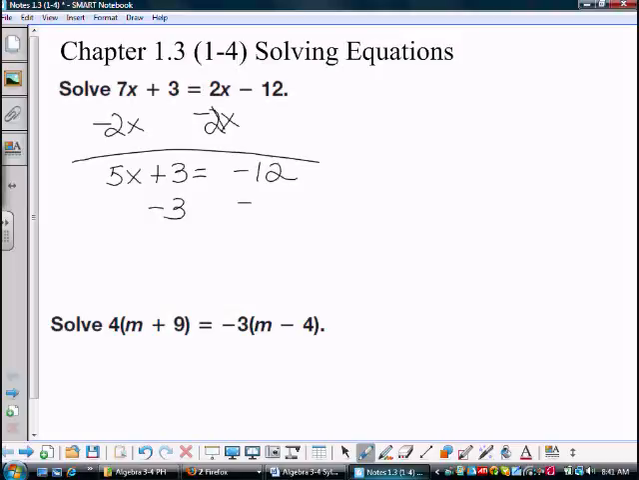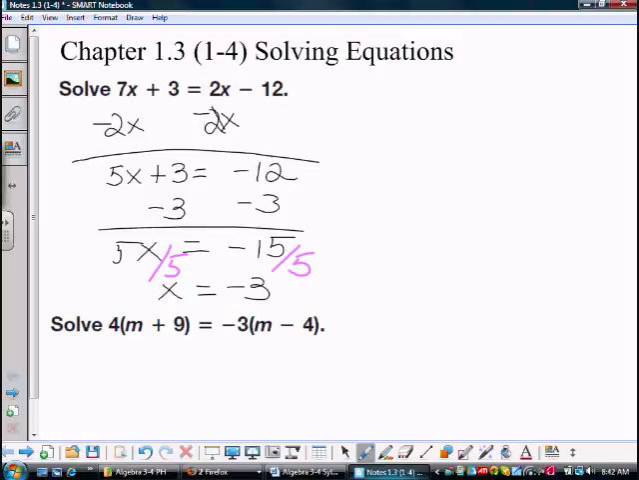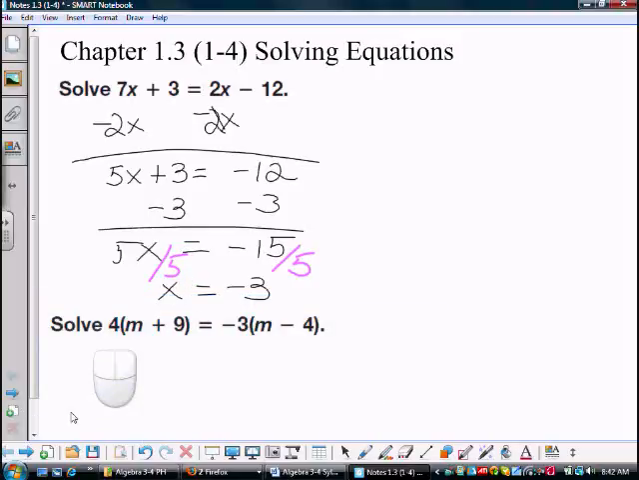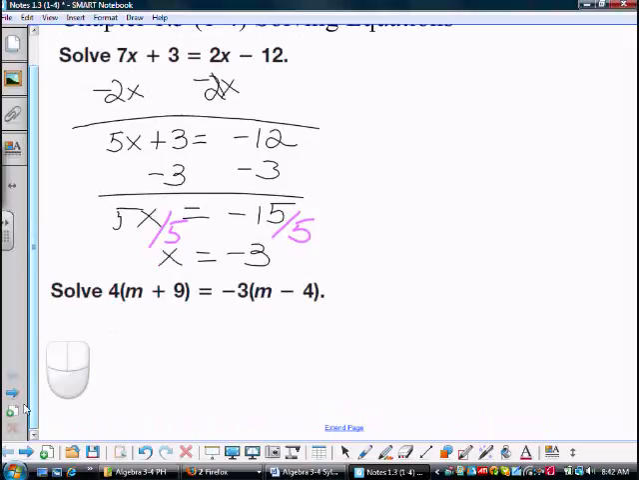Subtract the 3 from both sides and get 5x equals, what's negative 12 minus 3? And divide both sides by 5. What's negative 15 divided by 5? Negative 3. All right. And then we would, of course, go back and check. All of us, I know, would go back and check. All right. Next one.